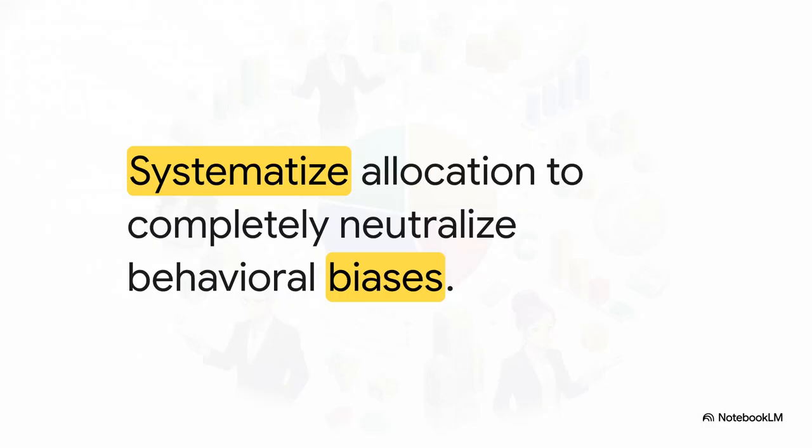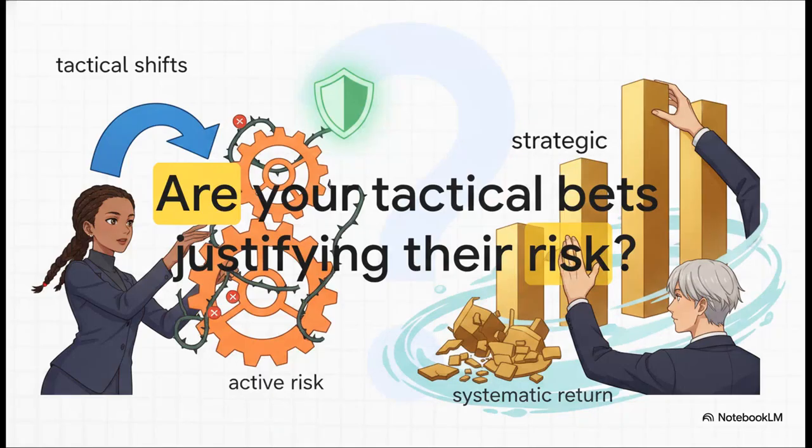Remember, as an elite allocator, your true edge is a repeatable process, not a crystal ball. It is all about process over prediction. You need to systematize your allocation to completely neutralize those behavioral biases that just silently drain basis points over a market cycle. So, I'll leave you with this final, provocative thought to chew on before your next internal portfolio review.